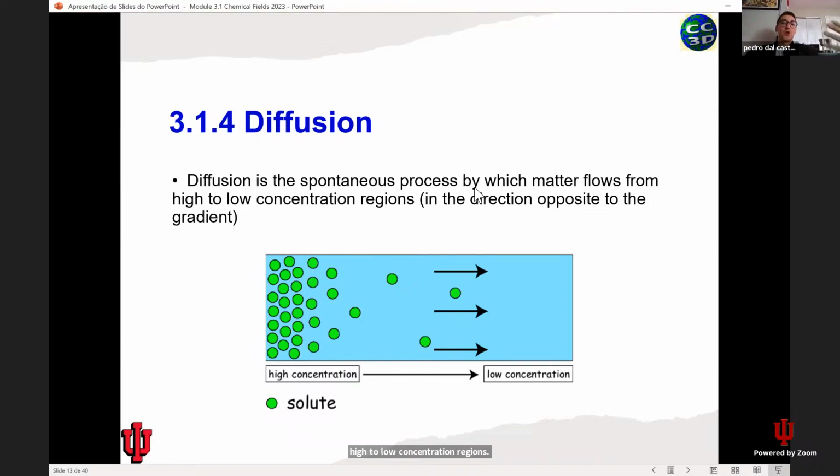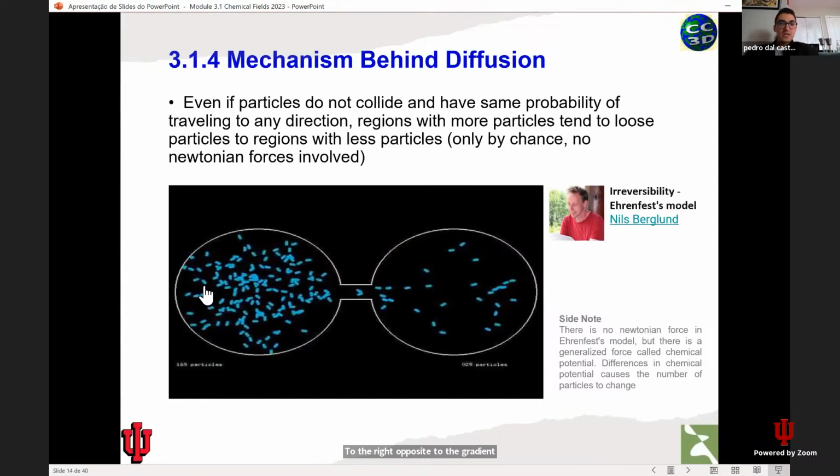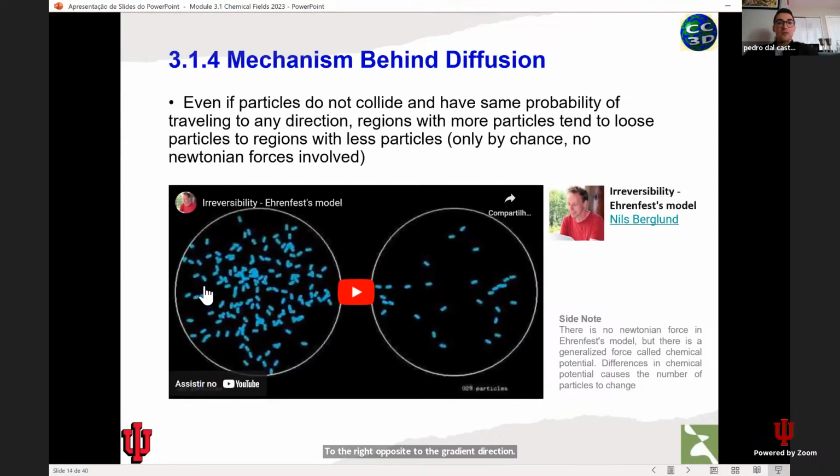Or now that we know what a gradient is, it happens in the opposite direction to the gradient. So in this image here, the gradient would be pointing to the left, and the flow of the matter happens to the right, opposite to the gradient direction. To understand why diffusion actually happens, in my opinion, the best example is the Ehrenfest model.